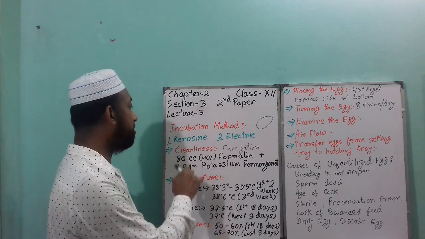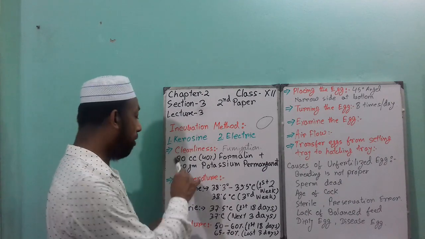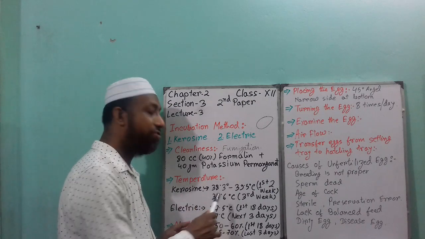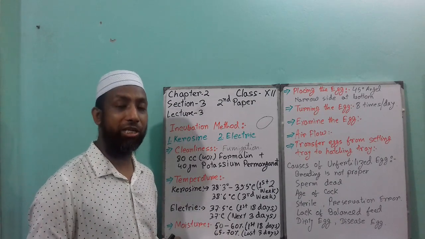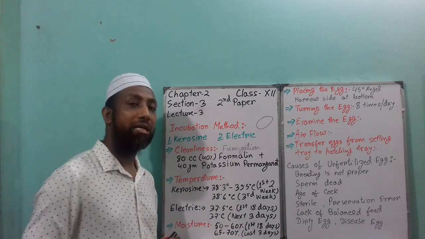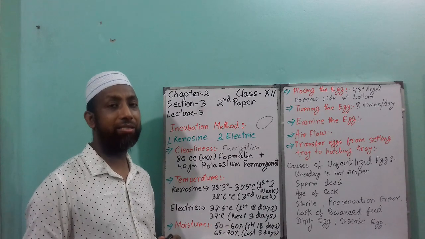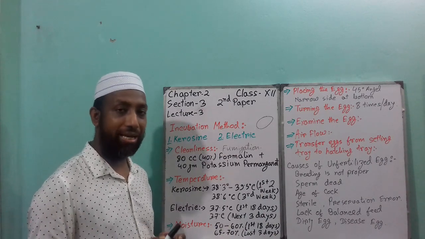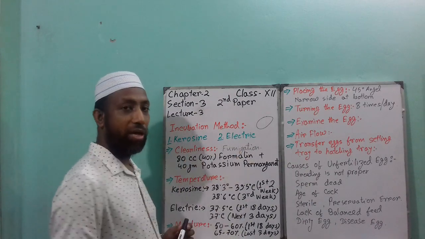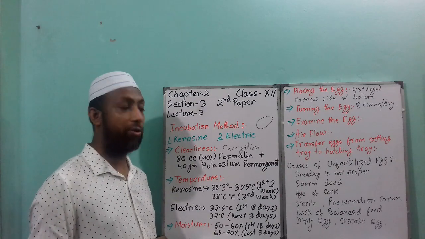So this is the process of the incubation method, and remember that you have to memorize all these things from your books. This is very important for your MCQ and for CQ as well. Sometimes this question comes in your CQ, number 3 for 4 marks. They want you to explain the incubation method, and this is very important for your CQ.